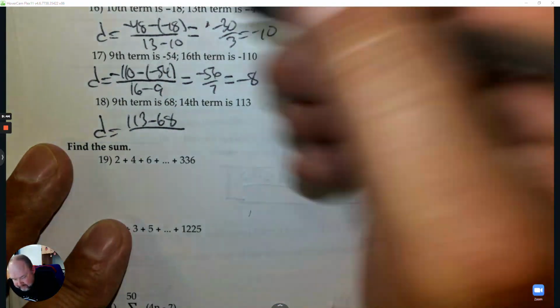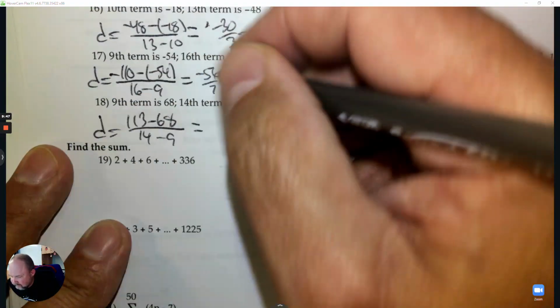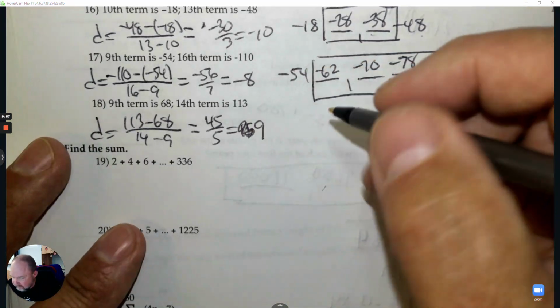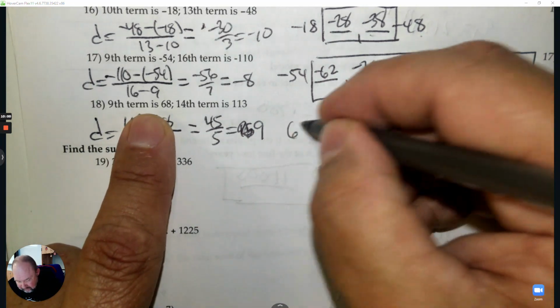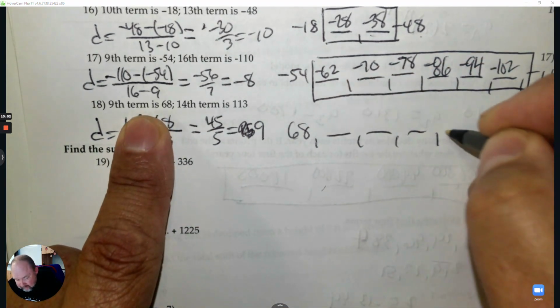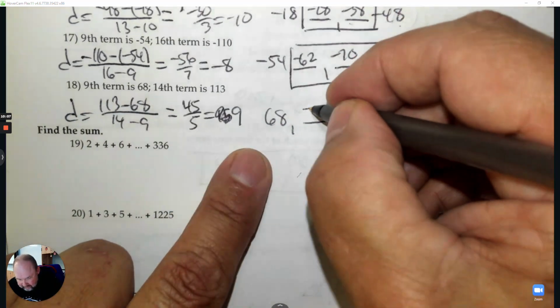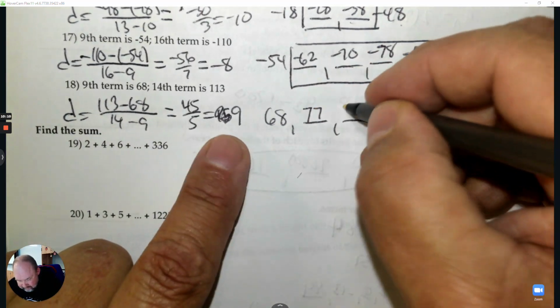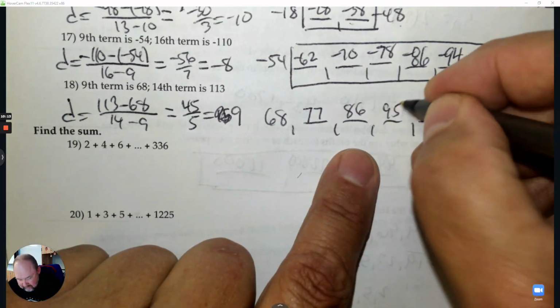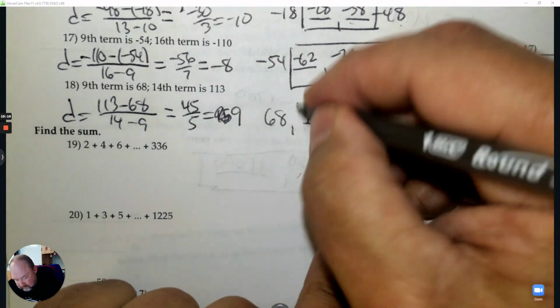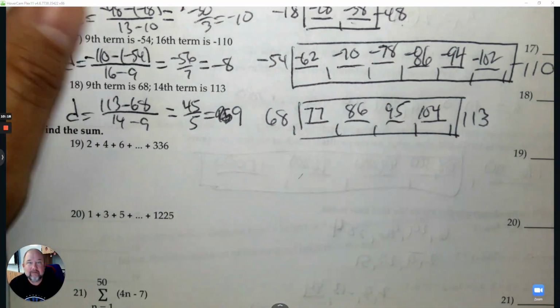So we have 113 subtract 68 and 14 take away 9. That's 45 take away 5, which is 15. No, sorry, 45 divided by 5 is 9. And then the ninth term is 68, so 10, 11, 12, 13, and then 14 is 113. Keep adding 9. Let's see if I can do that. 77, 86, 95, 104. Did it. So put a box around it. Those are the arithmetic means.